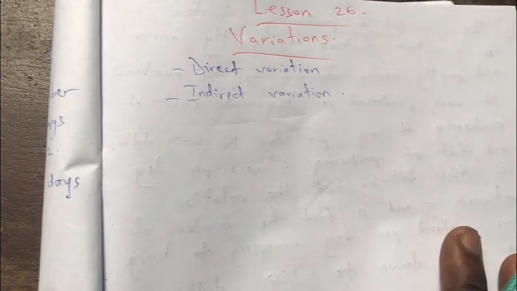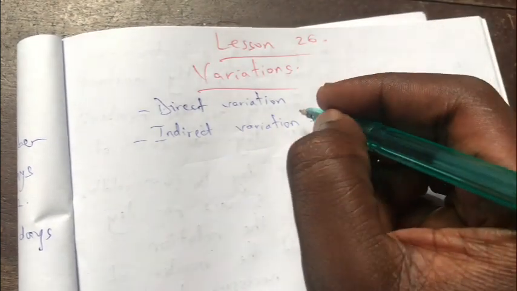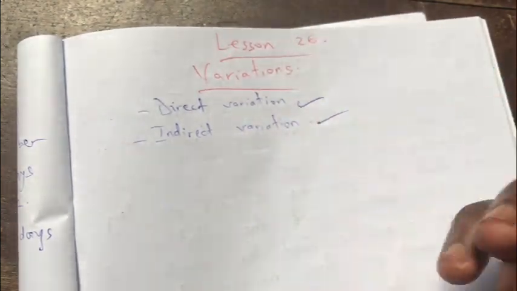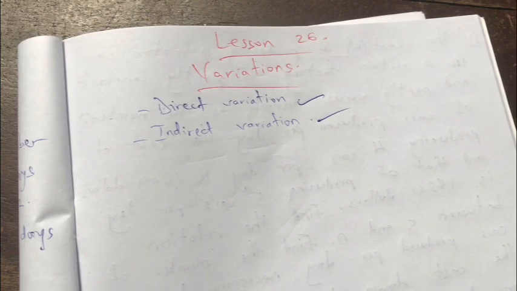Today we are going to do lesson 26 of our preparations for the entrance exams. Today we are going to start with variations. We have different types of variations: the direct variation, indirect variation, joint variation and partial variation.